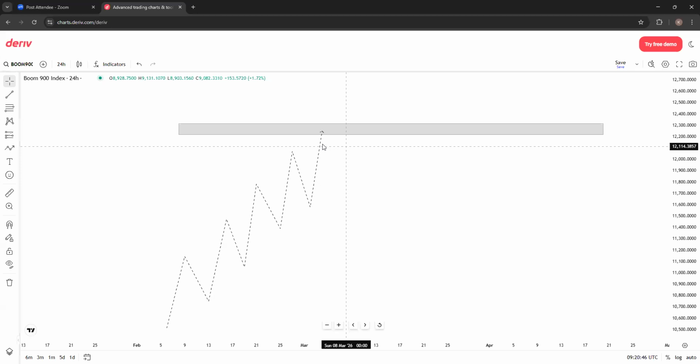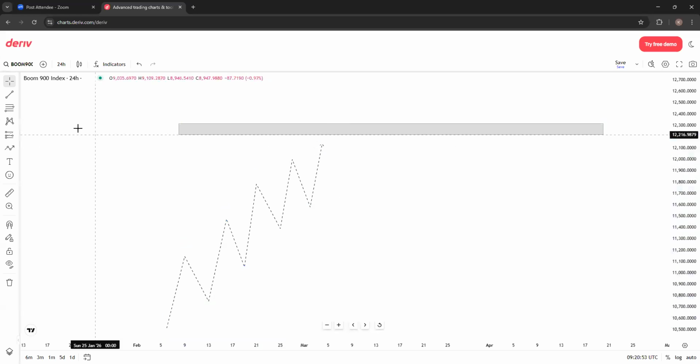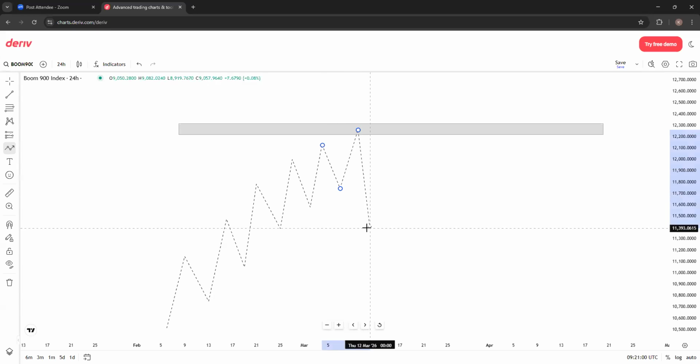What you can see sometimes is we can have a high, right? Like this. And we can break that high, right? And straight away come and break the low.